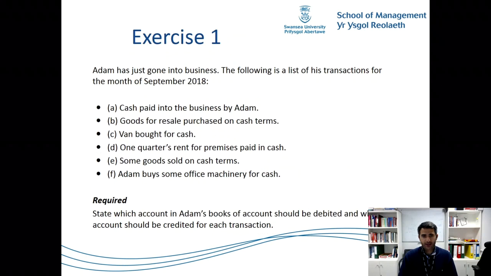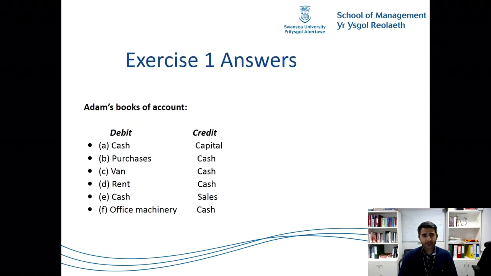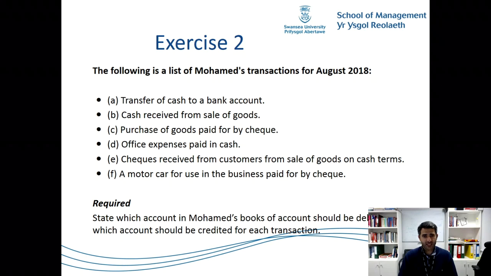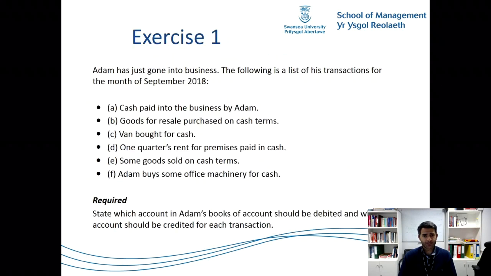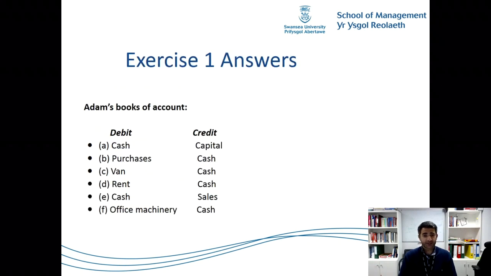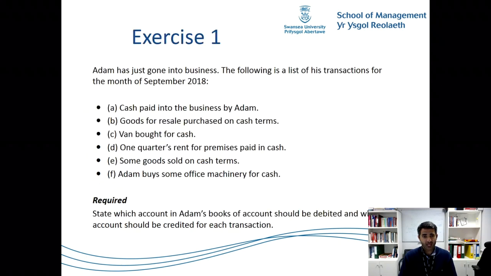Okay. We move to exercise 2 in mistake. We should have done exercise 1 because we reached the van, isn't it? D, one quarter's rent for premises paid in cash. Again, rent, expenses should be debit side, and the cash should be on the credit side because it's money out.